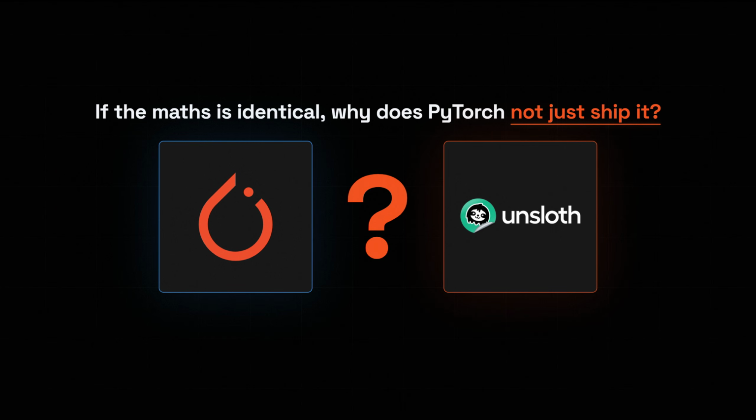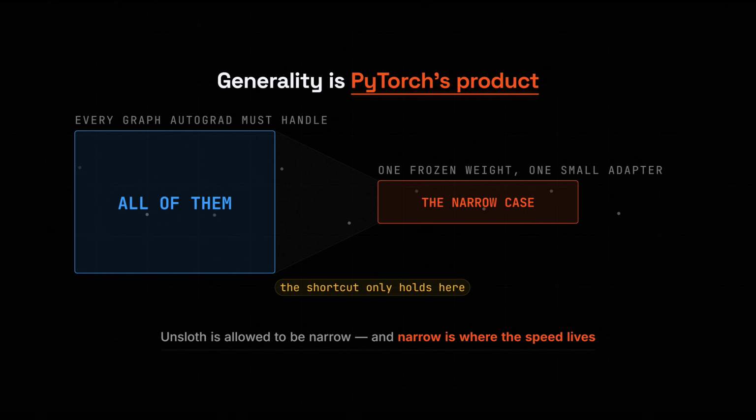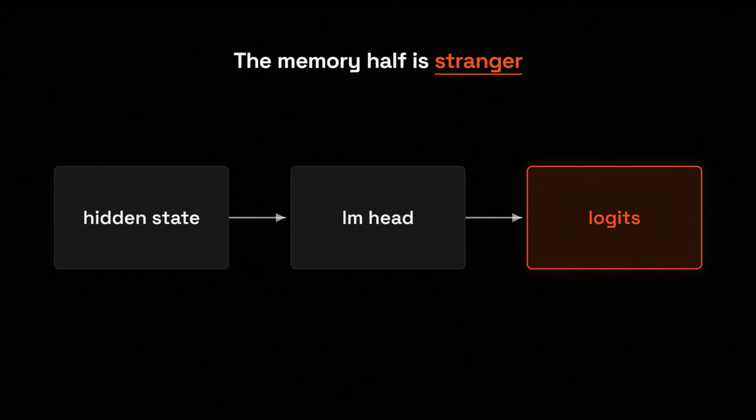If the maths is identical, why does PyTorch not just ship it? Because a framework that ships that trade has to ship it for everyone, and it stops being true the moment your rank is large, or your model is not a transformer, or your adapter is somewhere else. Generality is PyTorch's product. Unsloth is allowed to be narrow, and narrow is where the speed lives. The speed is only half the story anyway. The memory half is stranger, because it starts with a tensor most people have not thought about once.